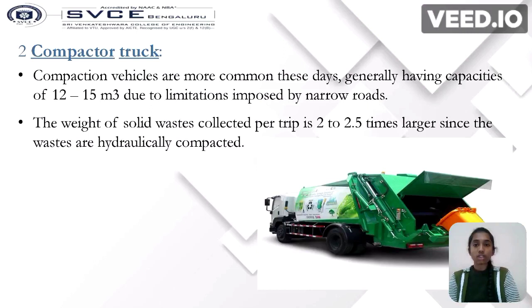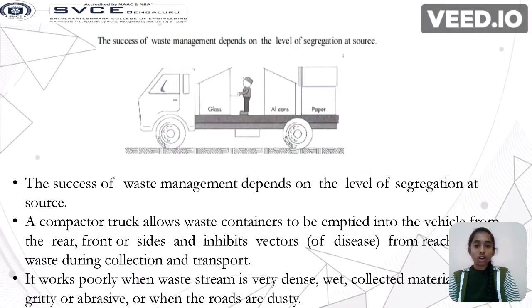Next, the second one, compacted truck. Compaction vehicles are more common these days, generally having capacities of 12 to 15 meter cube due to limitations imposed by narrow roads. The weight of solid waste collected per trip is 2 to 2.5 times larger since the waste is hydraulically compacted. This is the vehicle picture.